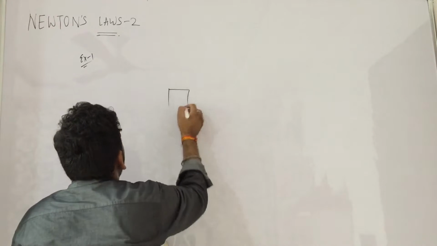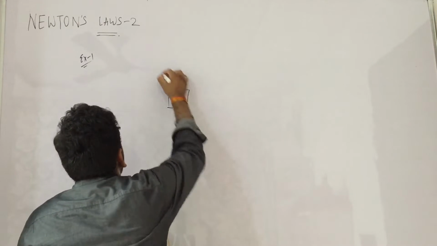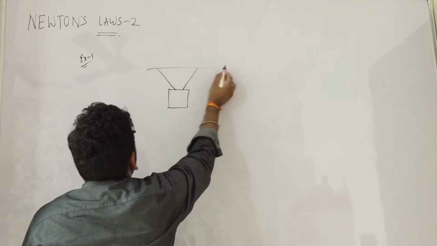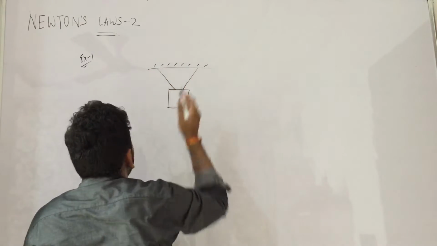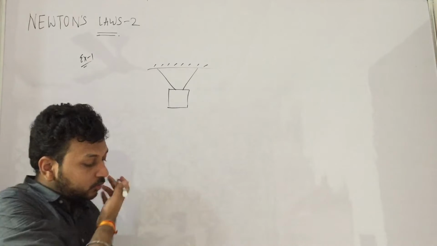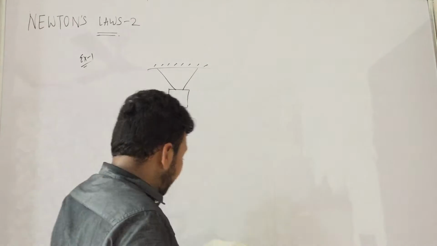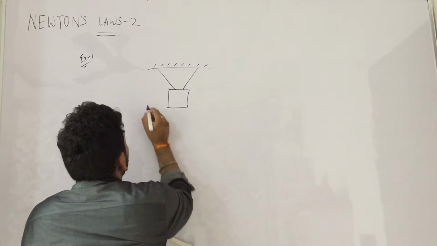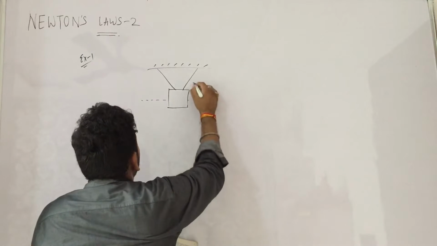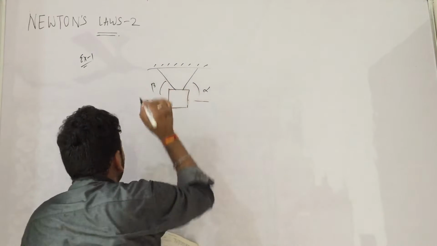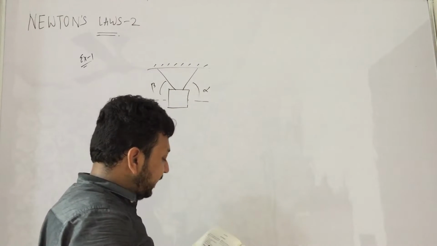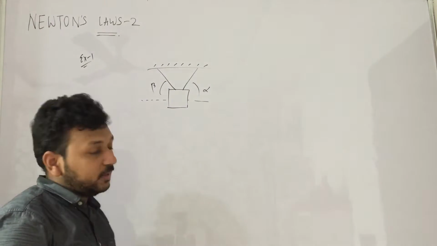So there is a mass which is hung by two strings. The question goes like this: a body of mass m is suspended by two strings making angles alpha and beta with the horizontal. Find tensions in the strings. So we have to find the tensions in the strings.